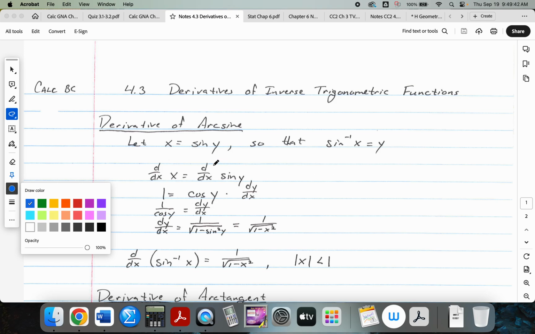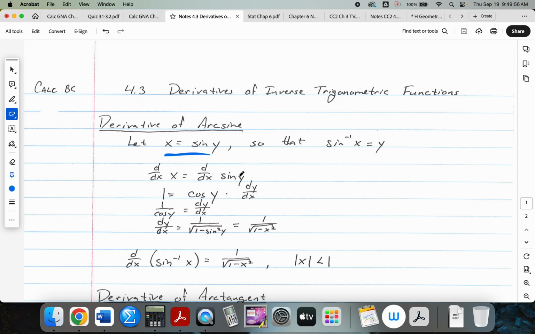So, if we let x be equal to sine of y, then taking the sine inverse of both sides, we would have the sine inverse of x is equal to y. If I take the derivative of both sides with respect to x, on the left side I just get 1. On the right side, the derivative with respect to x of the sine of y will be the cosine of y, and then because of the chain rule, times dy/dx. Solving that for dy/dx, dividing both sides by the cosine of y, gives me that dy/dx is equal to 1 over the cosine of y.